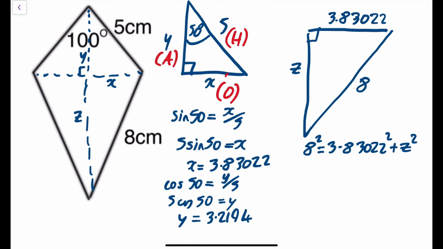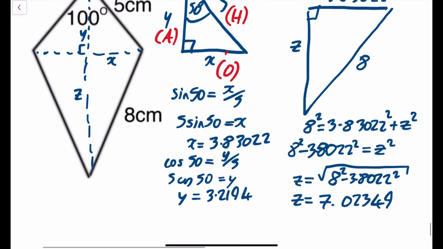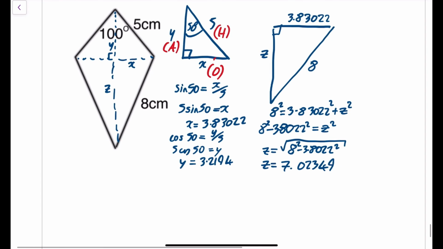And then I'm just going to say my 8 squared minus my 3.83022 squared is equal to Z squared. So Z is just going to be equal to the square root of all that. Just do that in one go on your calculator. And when I punched that into my calculator, I got an answer of 7.02349. Okay. We now have enough information to find the areas of these two triangles, and then you can find the total area from that. So let's go ahead and look at how we can do this.